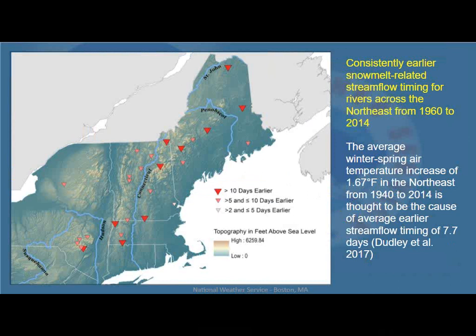And another way to visualize the climate change is to look at how there's been consistently earlier snowmelt related stream flow timing for the rivers across the Northeast, if you compare 1960 to 2014. So unsurprisingly, if you have warmer air temperature in the Northeast, then the snowpack, especially for the mountains in the north, White Mountains, Green Mountains, into Maine, those snowpacks are going to melt earlier, and that's why this could be used as a proxy to look at climate change in the Northeast.